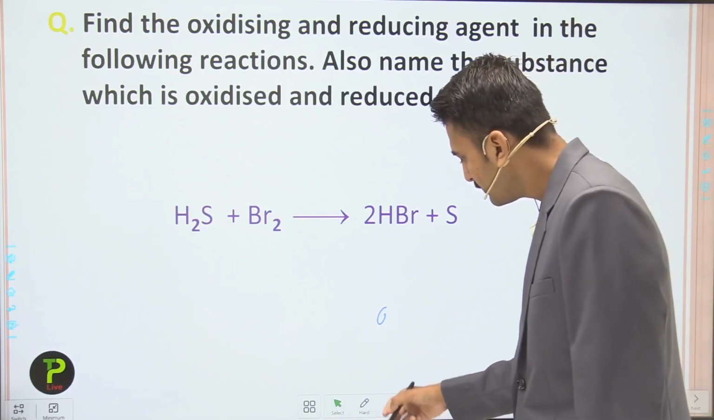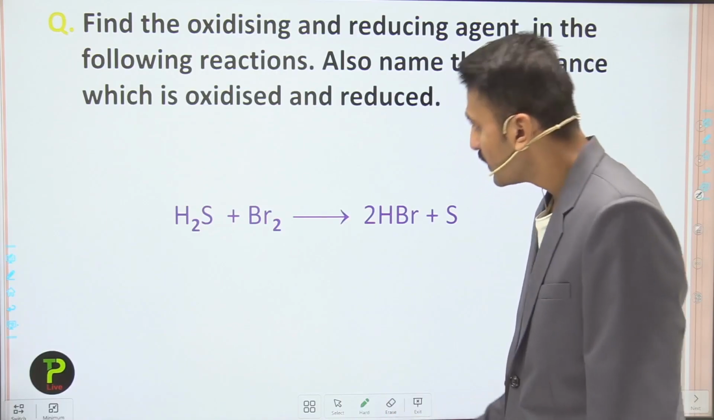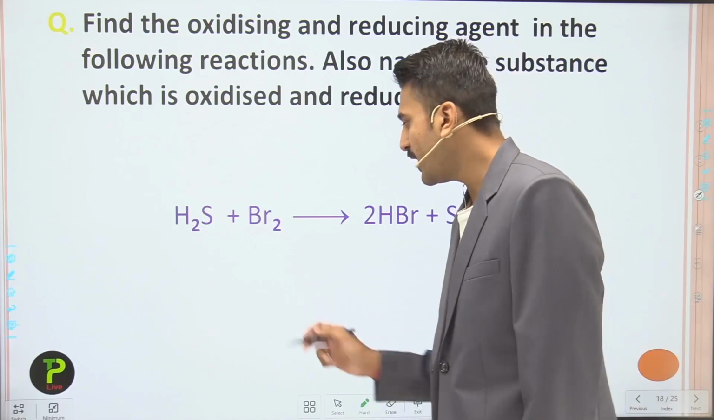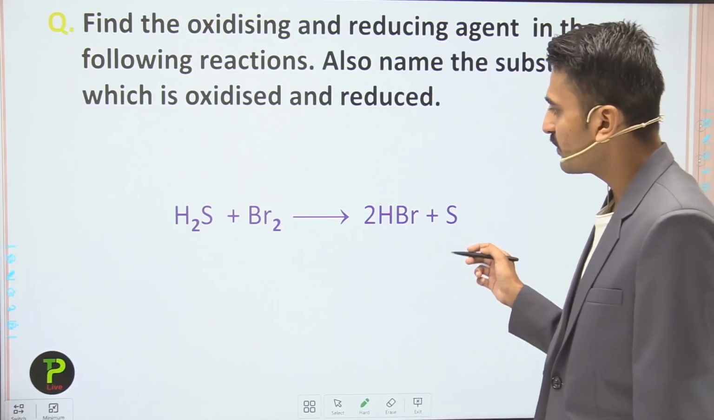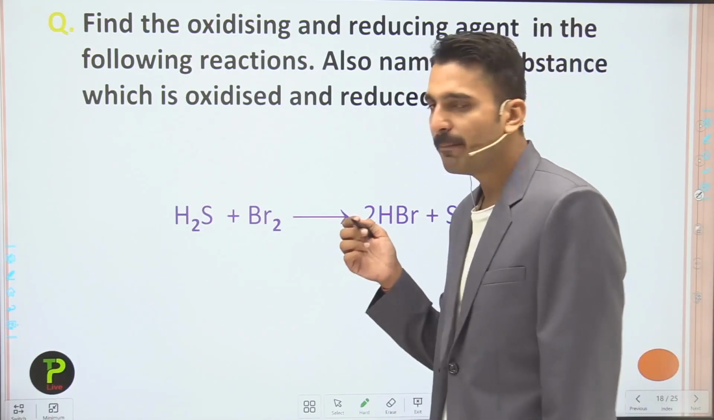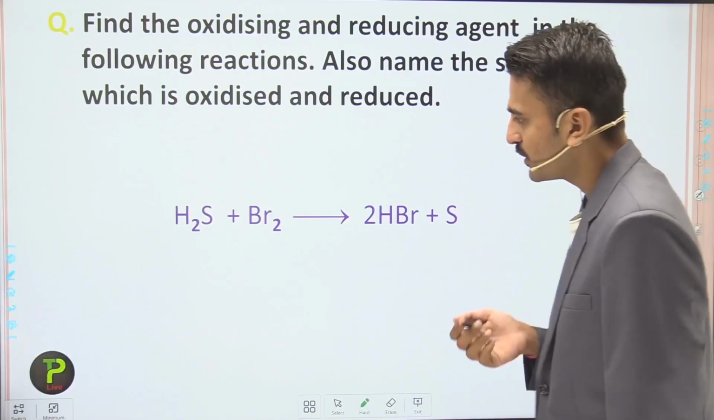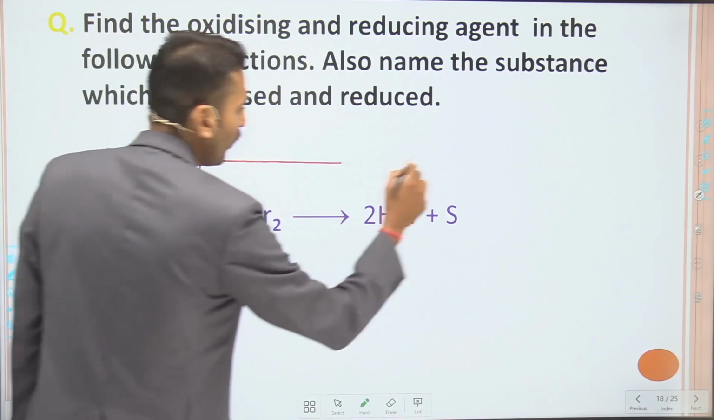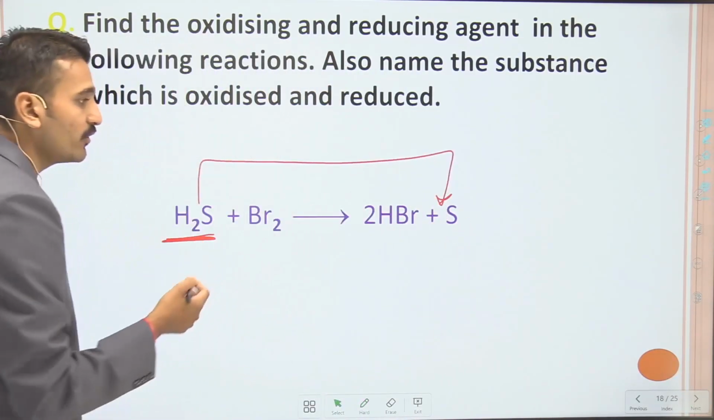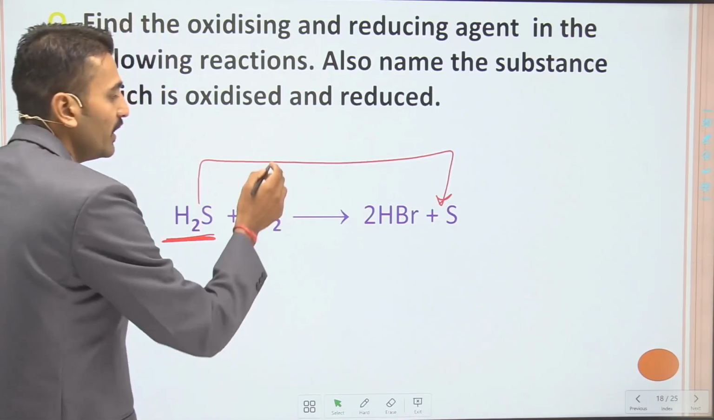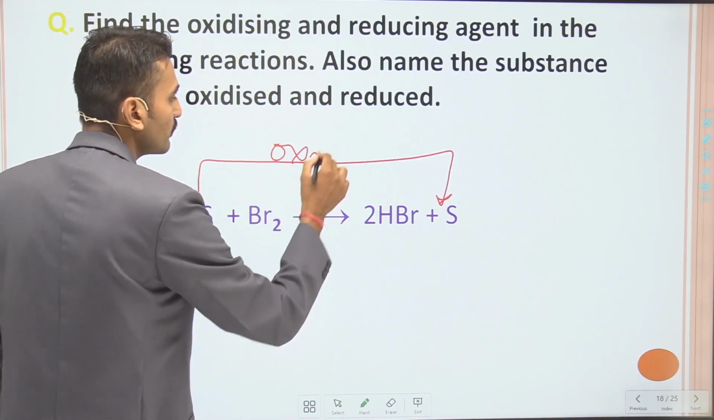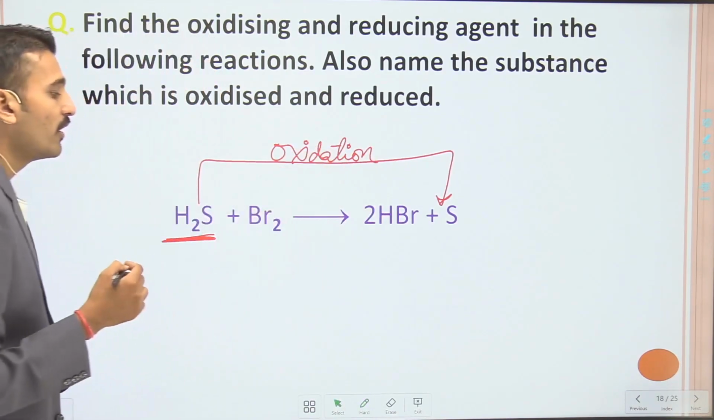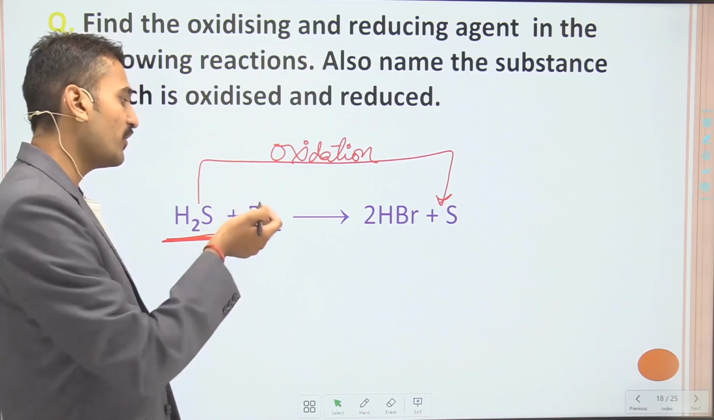Moving to another example, that is H2S reacting with Br2 to form 2HBr plus S. You see this is a balanced chemical reaction. Here H2S forms S, so there is removal of hydrogen. The removal of hydrogen is again oxidation. You have seen it here.